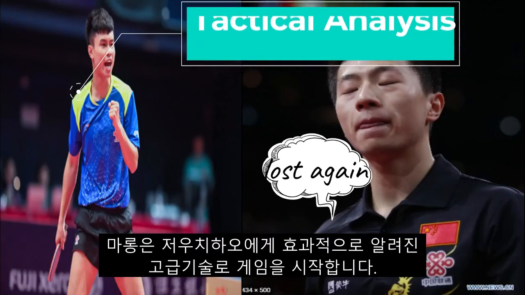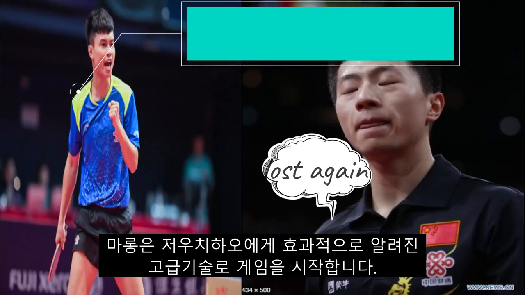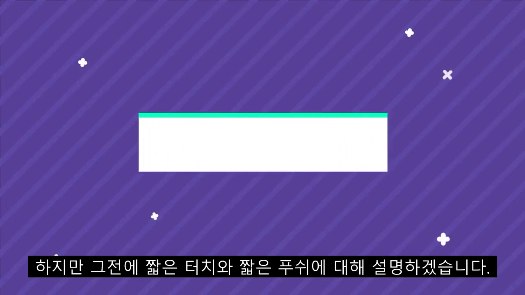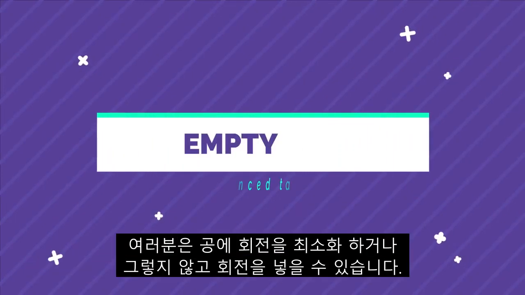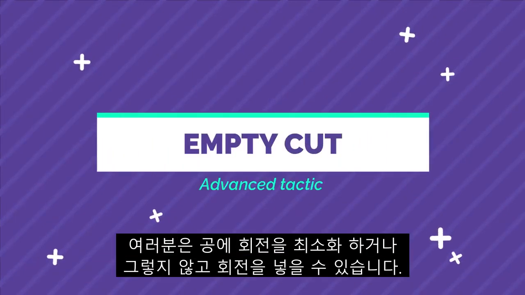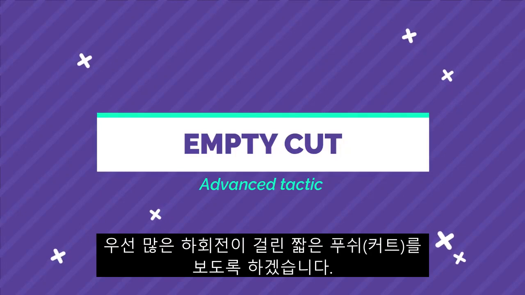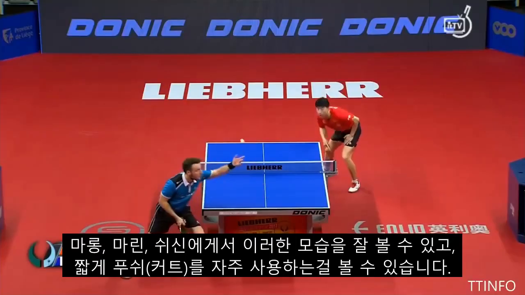Ma Long entered the game with an advanced tactic that's known to be effective against Zhou, which is the empty cut. But first let me explain: in short touches and short pushes, you can empty the ball and minimize the spin from it, or you can add backspin to it. Ma Long is so experienced in doing these tricks. Let's see these examples of short pushes that have high backspin.